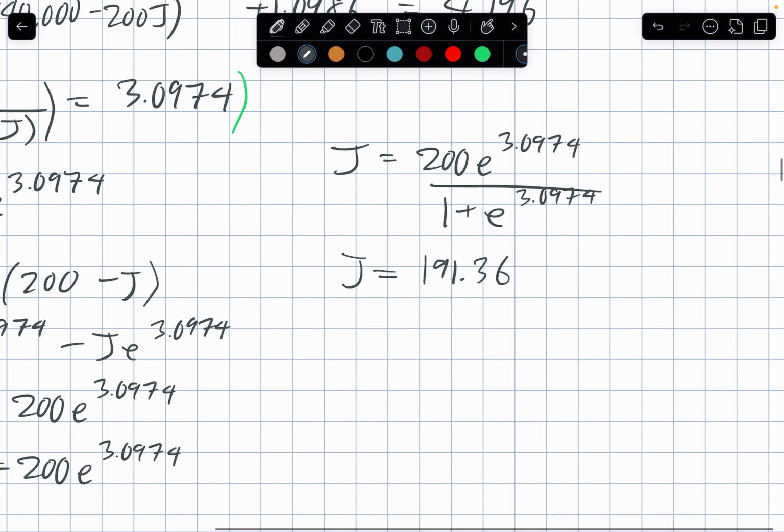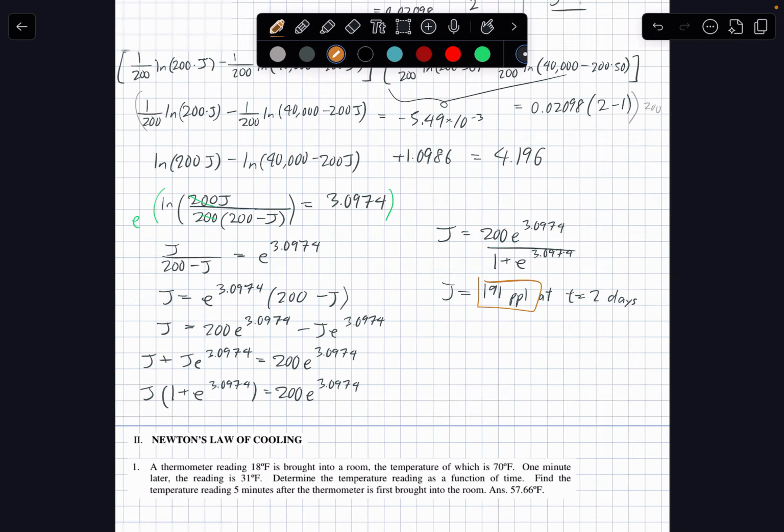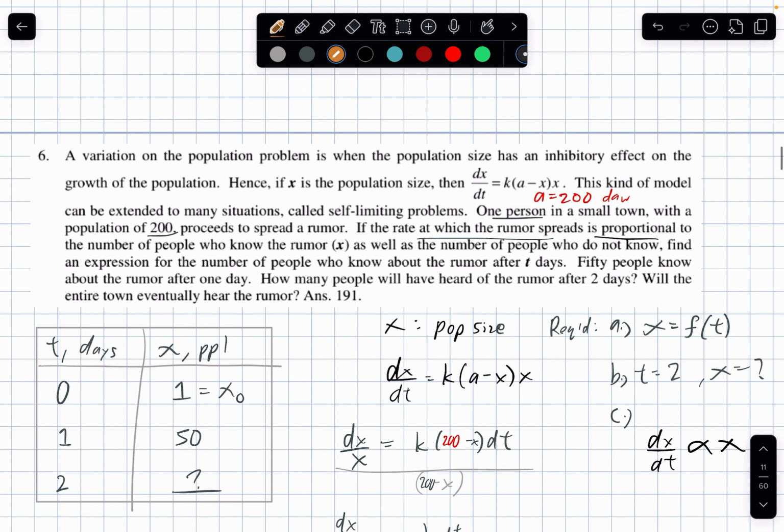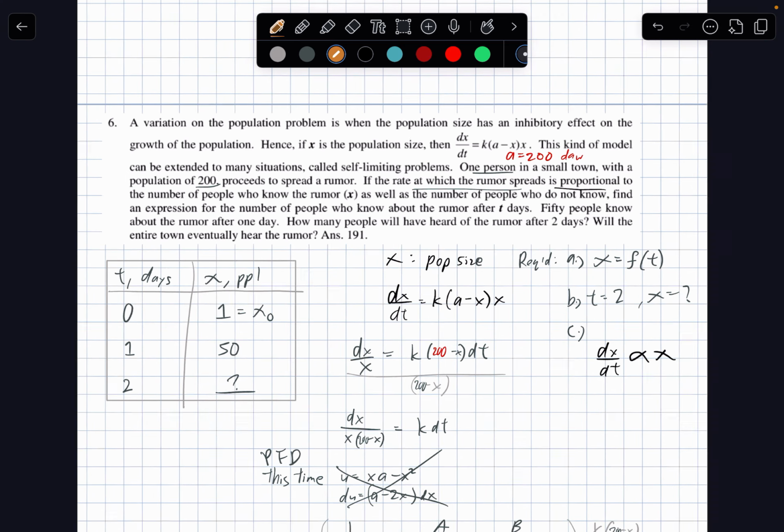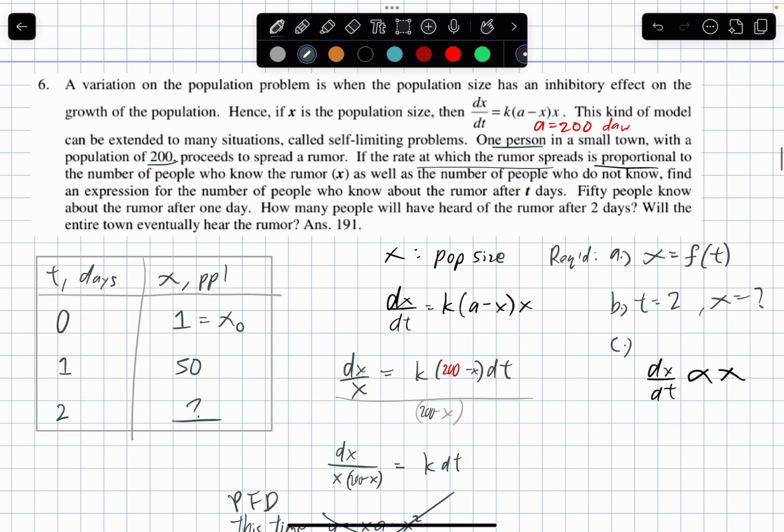191.36. But since we are dealing with people, there can't be a person represented as a decimal value, no? One person is one person. That's plain common sense. So round it off to the nearest whole number. This is what we get. 191 people at t equal to 2 days. So this is the calculated amount of people that would have heard the rumor after 2 days. Okay? So that's how you solve this problem. It says here, 191. So our solution is correct.